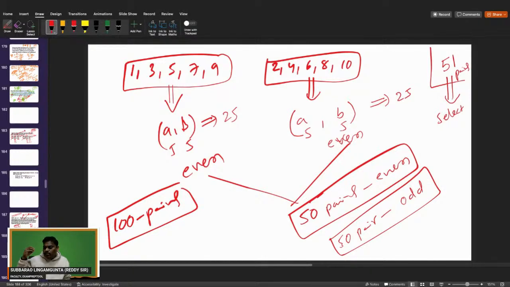To ensure at least one pair has an even sum, you have to select 51. I hope you got it. If anyone didn't get it, please let me know. 51 pairs you have to select to ensure at least one pair whose sum is even. Minimum 51 you have to select.